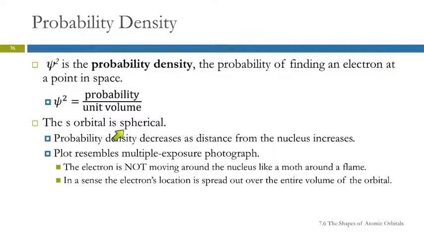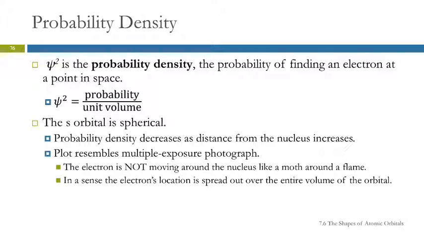The s orbital is spherical, so that can be useful, s and spherical, right? The probability density decreases as we get away from the nucleus, and that makes sense. If we look at a plot of this, it resembles a multiple exposure photograph. It's important to understand the electron is not just moving randomly like a moth around a flame.